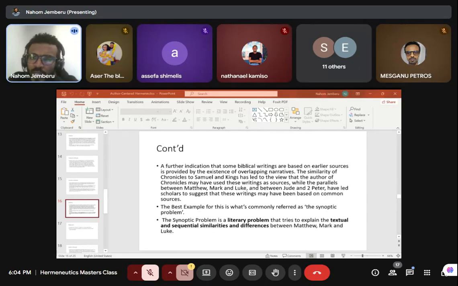So how do you explain the similarities between Mark, Matthew, and Luke? The most probable cause is that one was used as a source. So the scholarly consensus is that Mark was the first to be written, and Matthew and Luke seem to have depended on Mark in order to write their gospels.